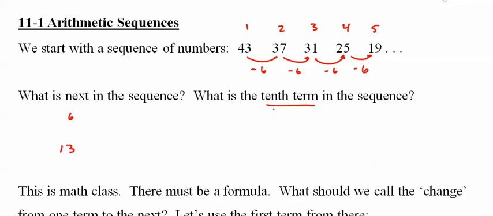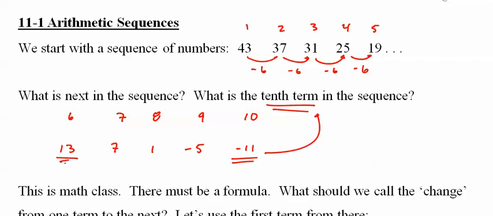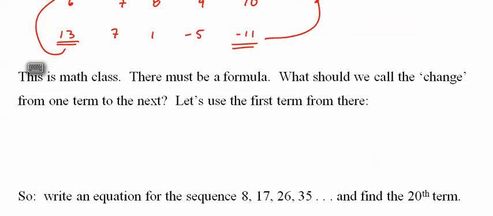Well, what about the 10th term? Well, now this gets a little bit laborious. Down by 6, 7. Down by 6, 1. Down by 6, negative 5. Down by 6, negative 11. So that's the 10th term. That's the next term. And so on.